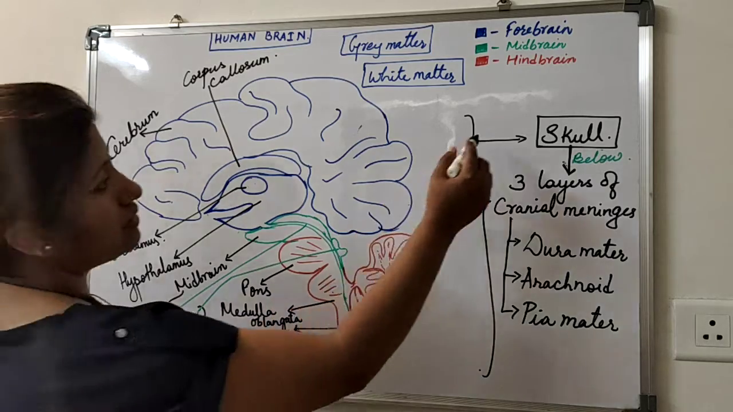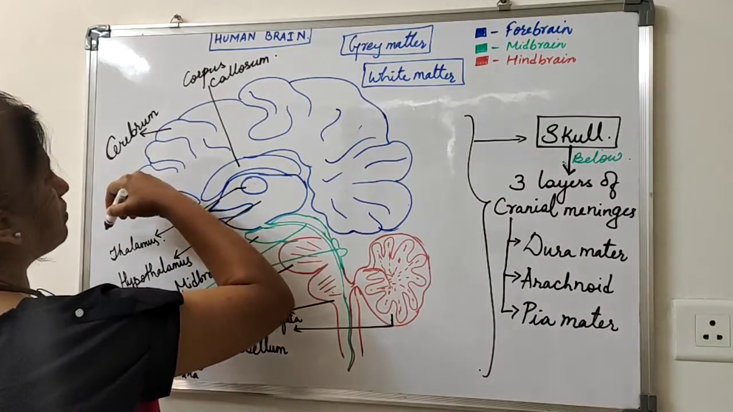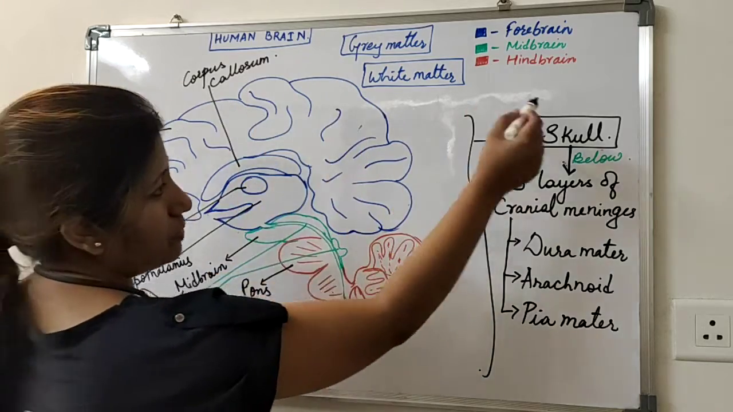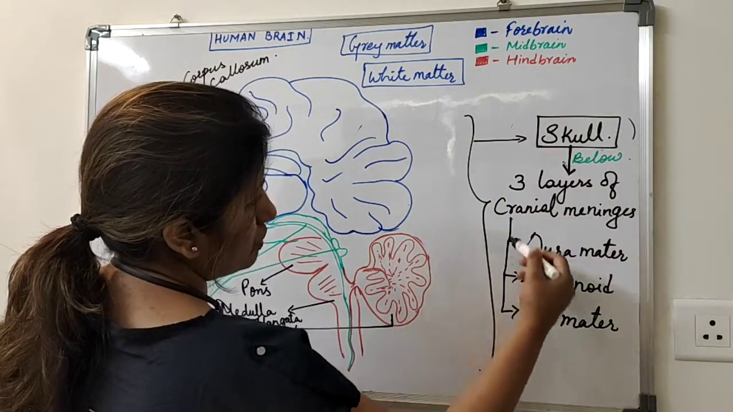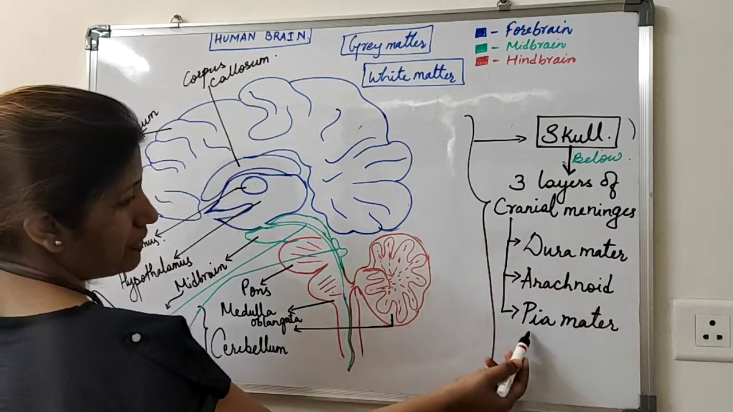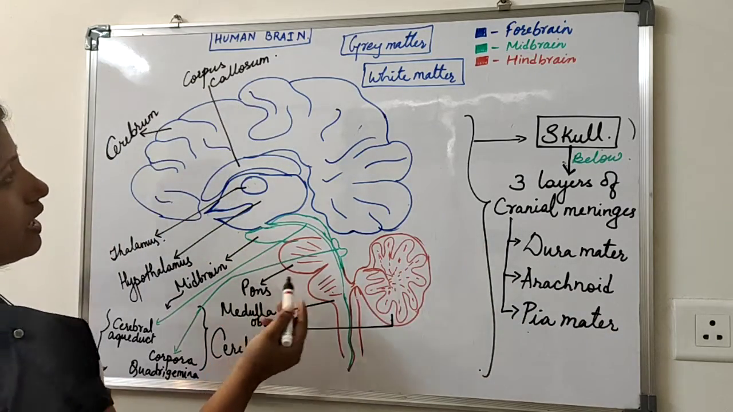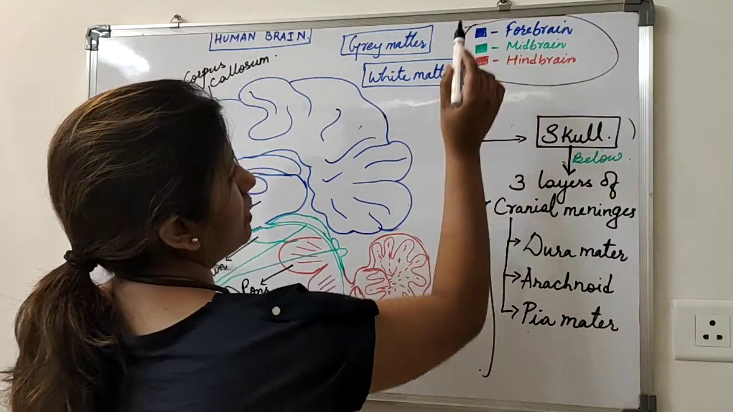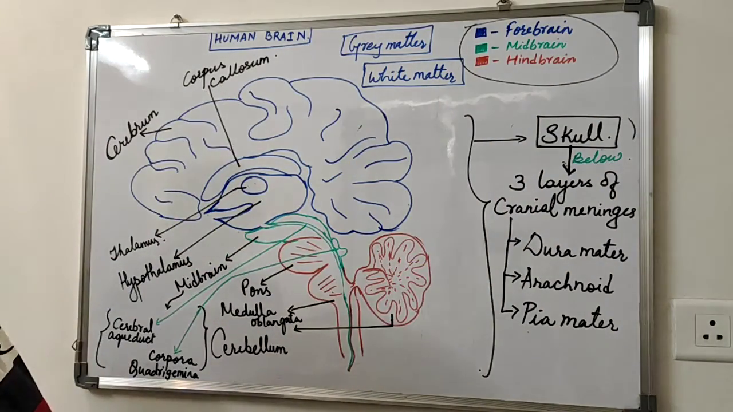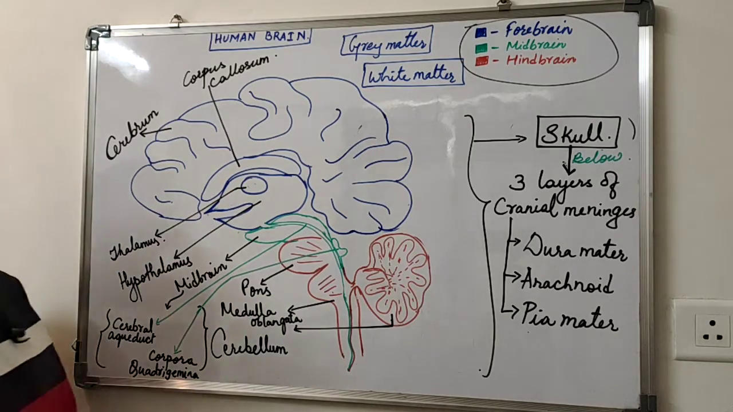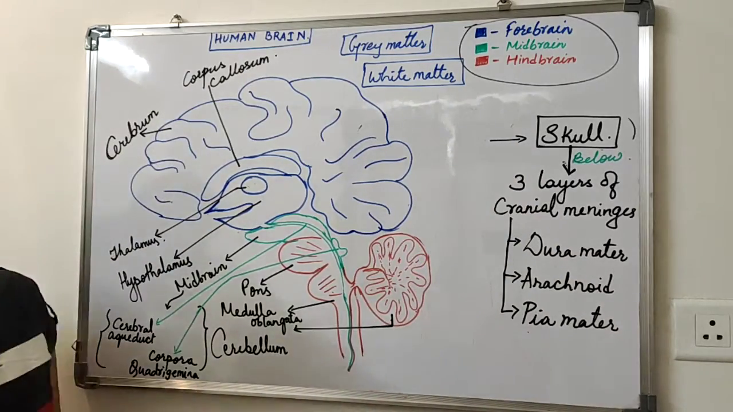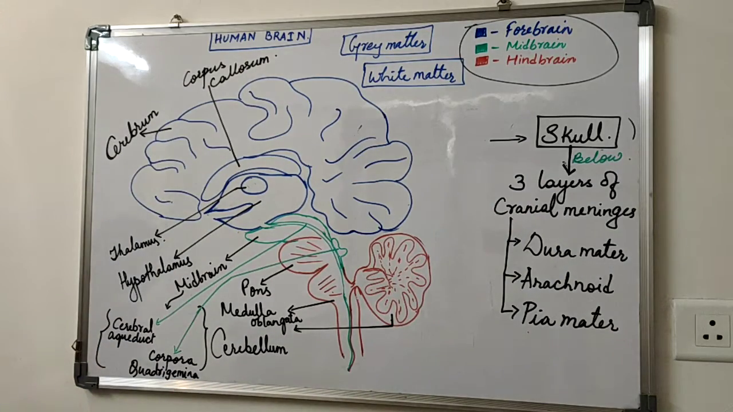As we have discussed, the outermost structure, the bony box which is present in our head, is known as the skull, and inside there are 3 layers, and the pia mater gets attached to the brain. And you know that I have labeled here already. The blue color part is the forebrain, green color is midbrain, and the red color is hindbrain. Alright. Now coming to the parts, we will start with the forebrain.